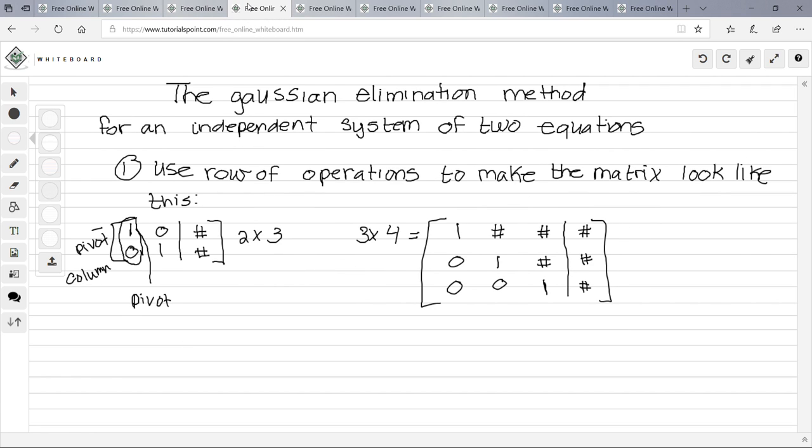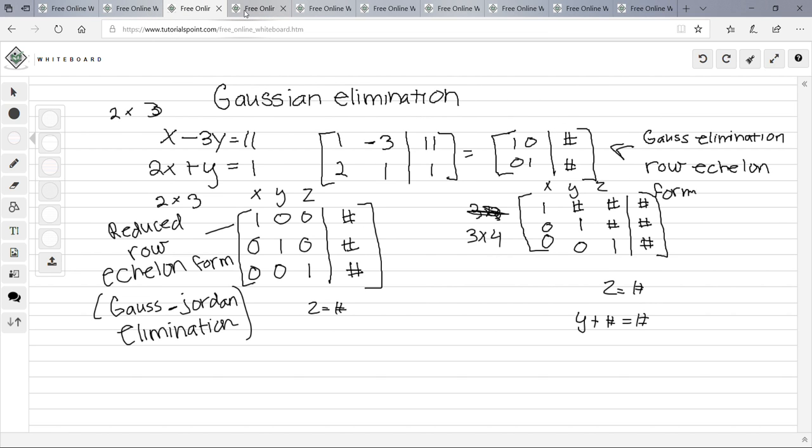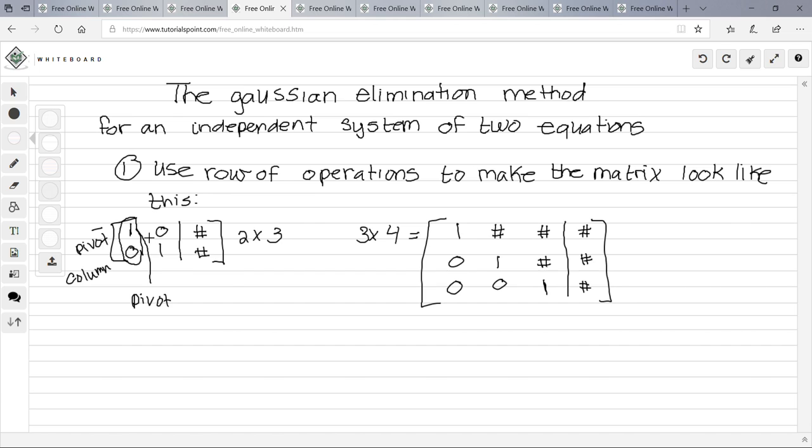Okay, so the Gaussian elimination method for an independent system of two equations, just like I went over from this part, we just want to make it look like 2 by 3. We want this to be all ones and we want this to be all zeros. We have to use the row operations to make it look like this. So over here, notice how we have a 1 here. It's called a pivot. We want all that to be ones. And then over here we have a pivot column because it has a 0. So 1 and 0, this is a pivot column.